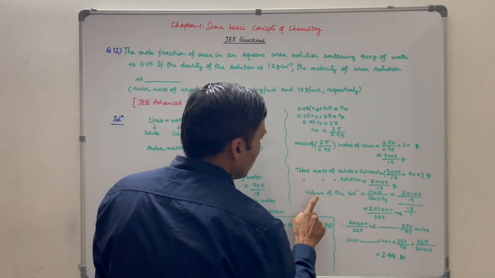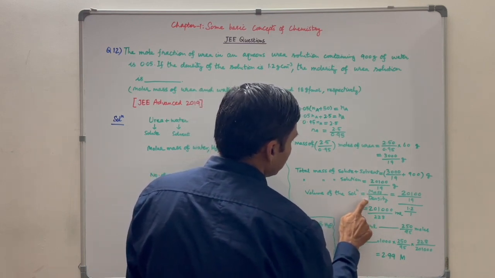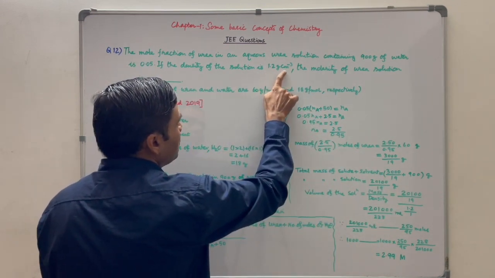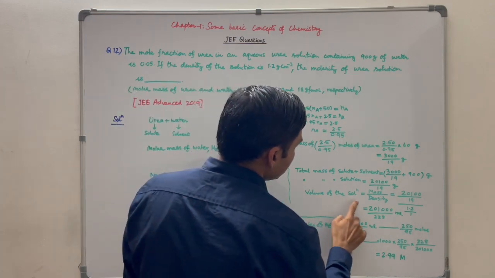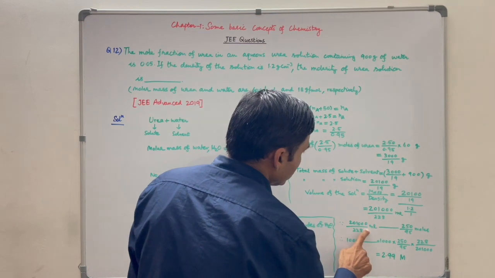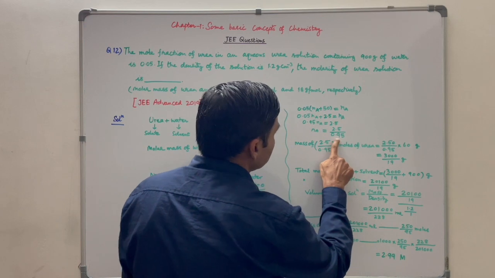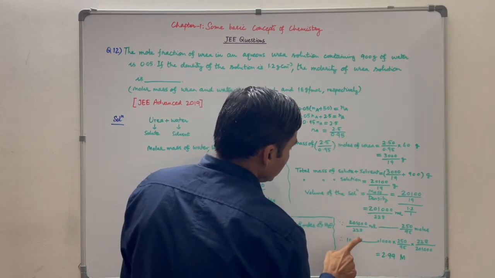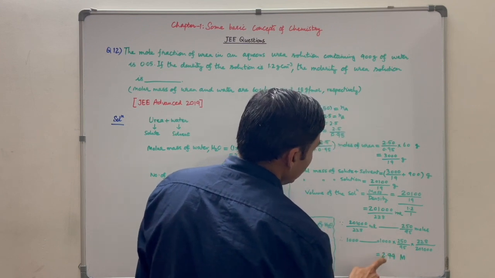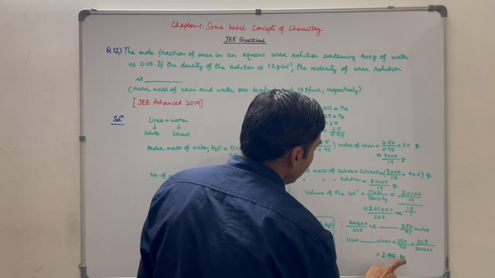Now we will calculate volume of the solution. So volume of the solution is equal to mass of solution upon density of solution. Mass of solution is this and density is given as 1.2 gram per centimeter cube. So volume of solution is these many mLs. Now we will say when this is volume of the solution, these many mLs, number of moles of solute are these many. So if solution is 1000 ml, then how many moles of solute will be there? This comes out to be 2.99 moles, and the solution is now 2.99 molar solution.